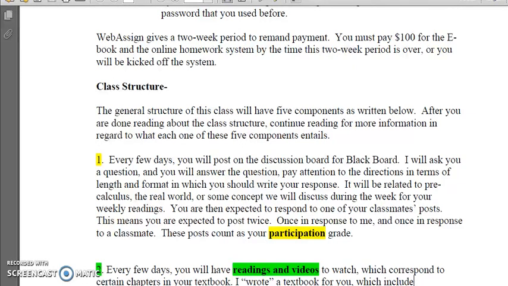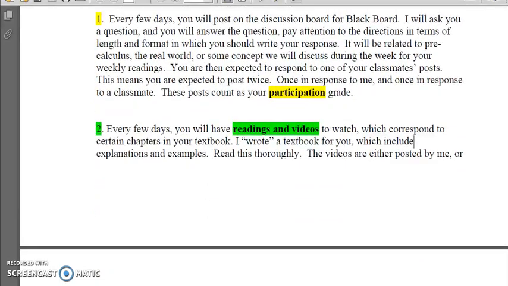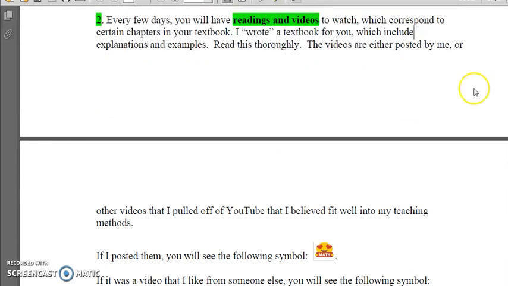Now, number 2 is one of the most important things that you're going to do in this class, and that are the readings and videos to watch. So every few days, you're going to have readings and videos. I wrote a textbook for you, so I kind of went through the class and I pretty much wrote down the textbook. In the textbook, I put definitions, I put theorems, and I also posted within the context of it some videos. Now, some of the videos I made, and if you see this little emoji right there, that was a video that I made and I posted on YouTube.